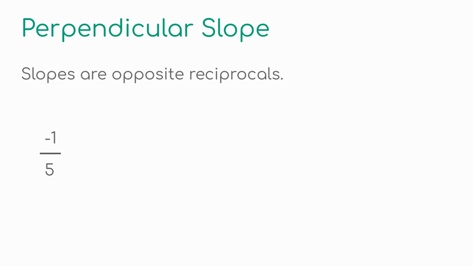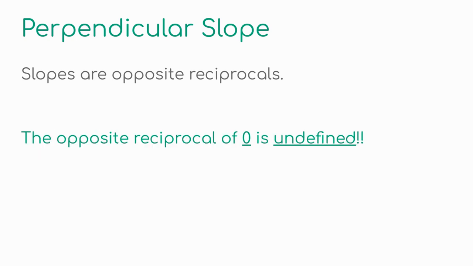So here's another example of that. If you had a slope of -1/5, the opposite reciprocal, you would flip it upside down and change the sign. So the perpendicular slope to -1/5 would be +5/1 or +5. Something to note is that the opposite reciprocal of 0 is undefined. So this is going to come up a lot, especially if you chose squares or rectangles. You're going to get a lot of slopes that are 0 or undefined. So 0 and 0 would be parallel, undefined and undefined would be parallel, 0 and undefined would be perpendicular.